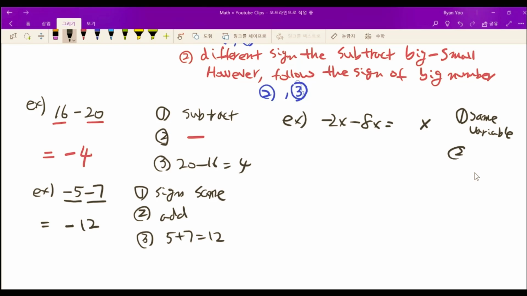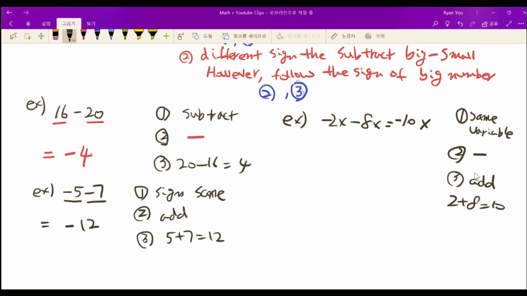Number two, look at the sign. Do they have the same sign or different sign? They have the same sign. They're both negative. So at the end, since they have the same sign, I'm going to keep the sign. It's negative something. Since they have the same sign, I'm going to add. So 2 plus 8, 10. So it'll be negative 10x.